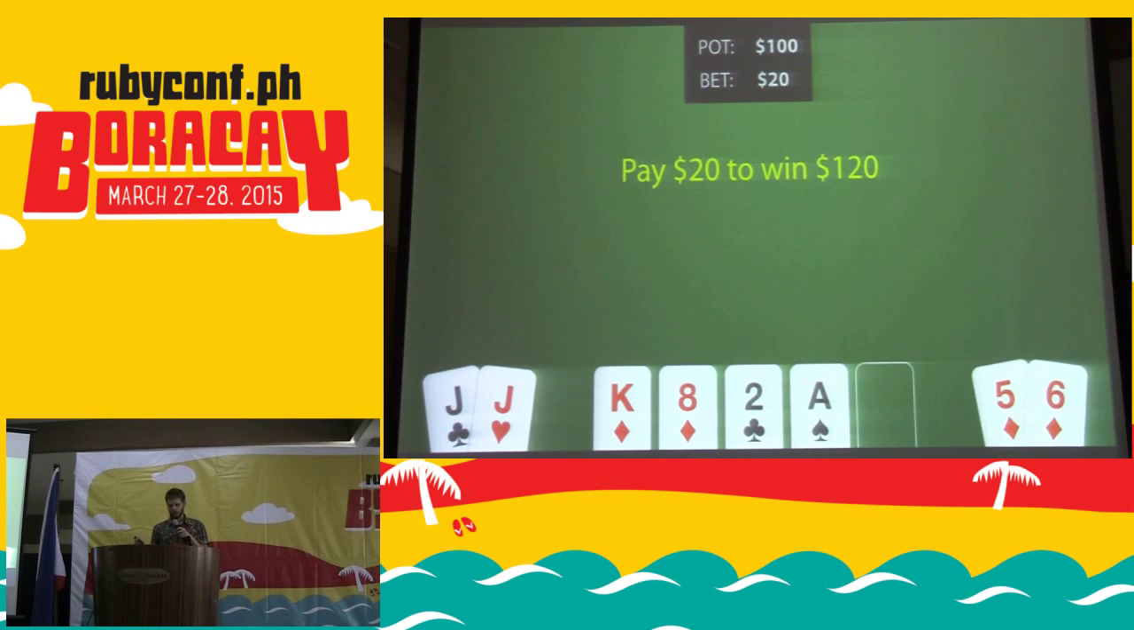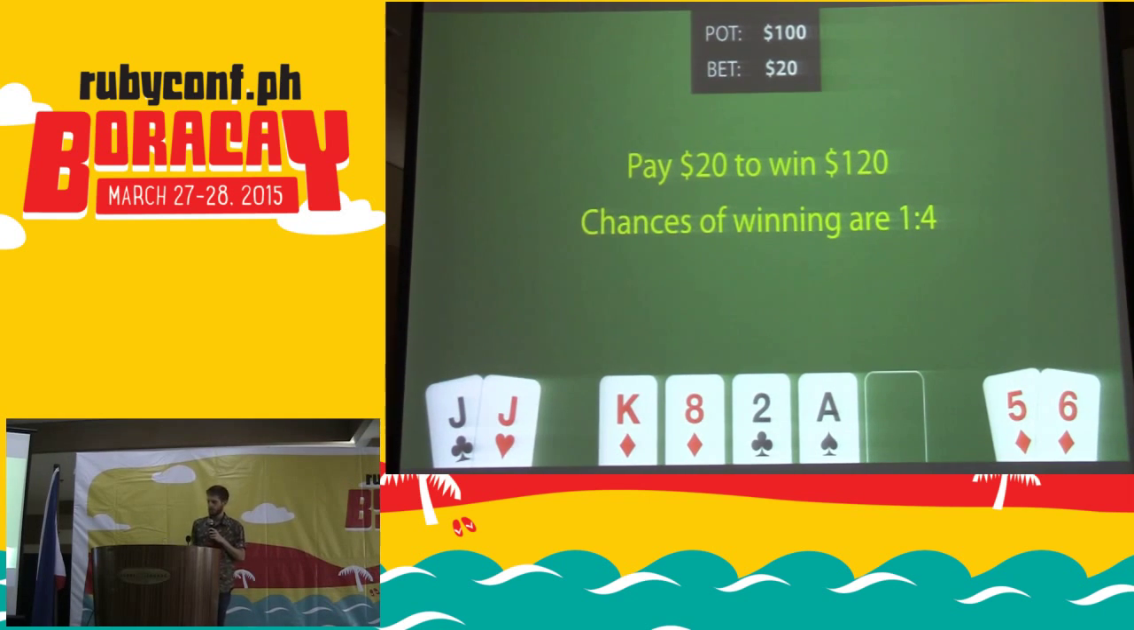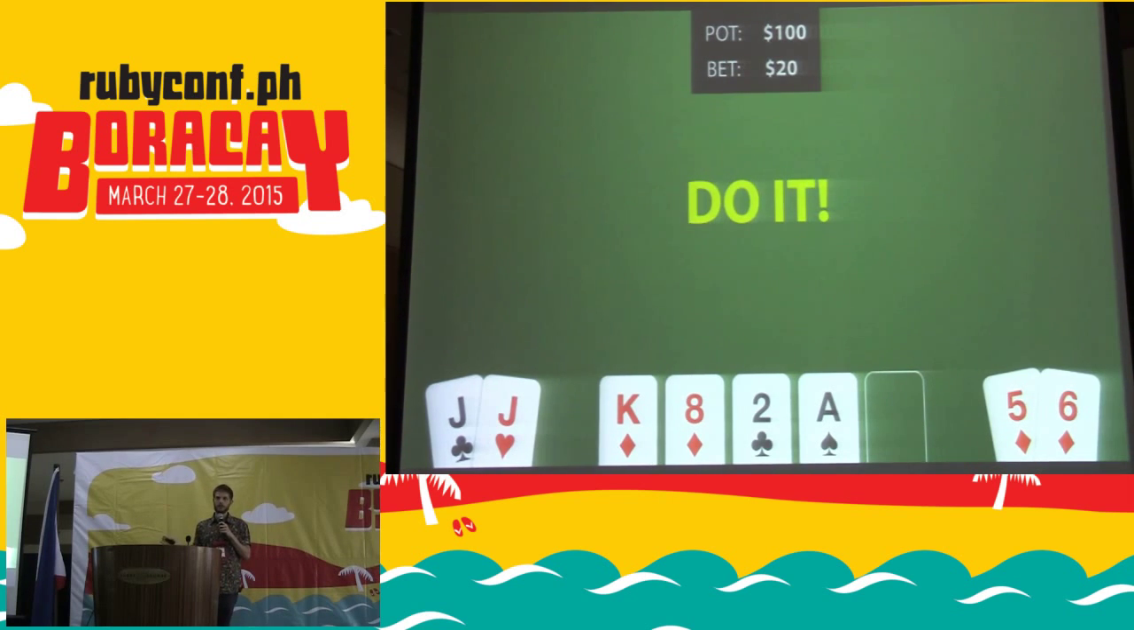The bet was $20, so we need to pay $20 to win the $100 in the pot, plus our opponent's bet of $20. So we need to pay 20 to win 120. Like I said before, our chances of winning are 1 to 4. We win once for every 4 times we lose. We're being paid 1 to 6, right? So we're being paid better than our actual chances of winning are. So in this case, this is an easy call.